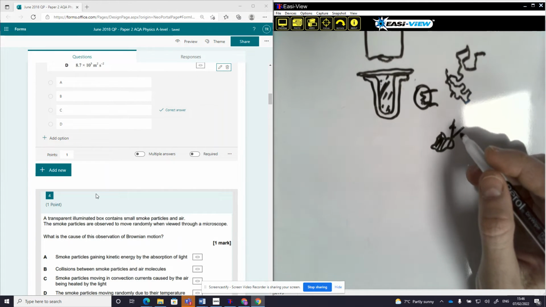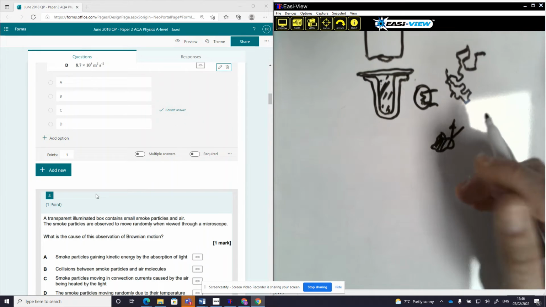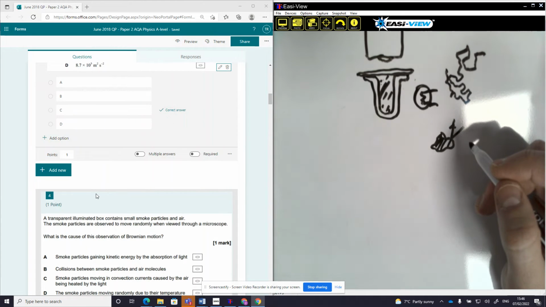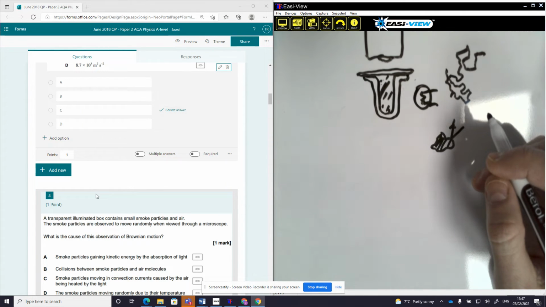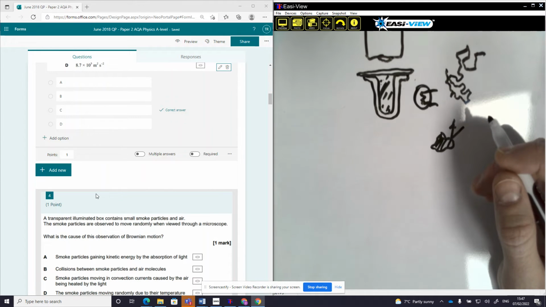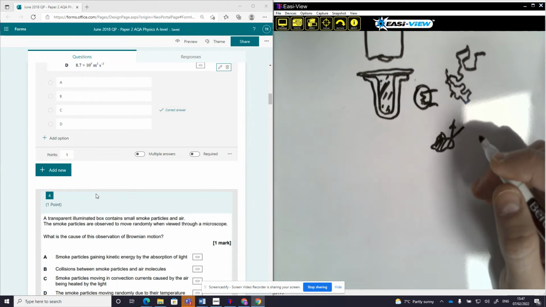So let's have a look at these four descriptions and see which ones fit. Smoke particles gaining KE by absorption of light? No, nothing to do with it. We see them because they reflect light, but nothing to do with that. Collisions between smoke particles and air molecules is definitely something that's happening, so we're seeing the observation randomly when viewed through a microscope. Yep, that makes sense.